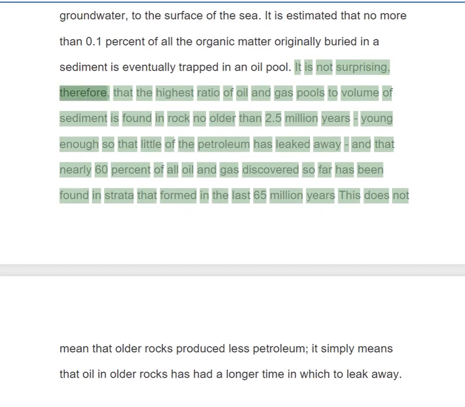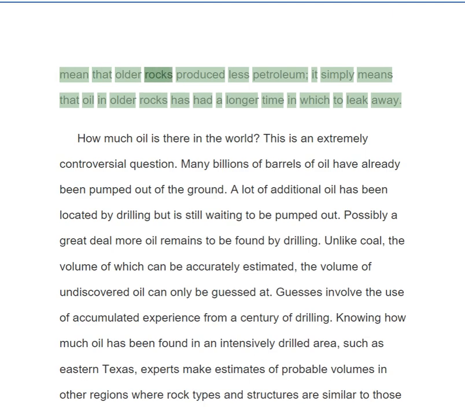It is not surprising, therefore, that the highest ratio of oil and gas pools to volume of sediment is found in rock no older than 2.5 million years, young enough so that little of the petroleum has leaked away, and that nearly 60% of all oil and gas discovered so far has been found in strata that formed in the last 65 million years. This does not mean that older rocks produce less petroleum, it simply means that oil in older rocks has had a longer time in which to leak away.